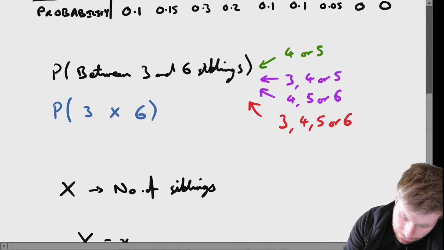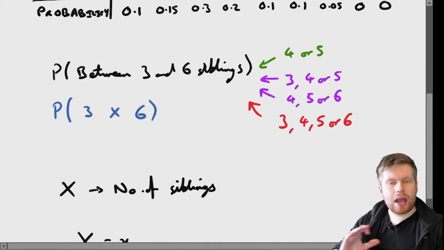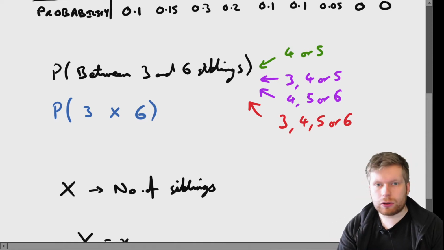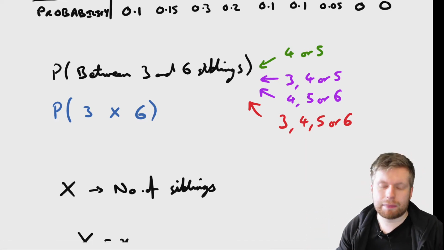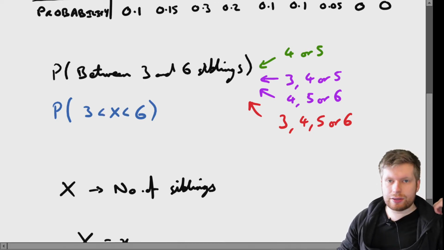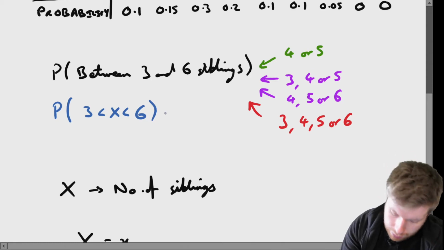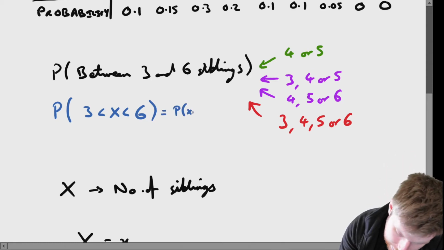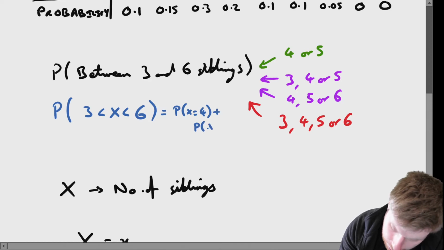So x has got to be between 3 and 6. Then it's up to me whether I want to include the 3 or include the 6 or just have it strictly less than. Okay, so I could, for example, do that, which would mean 3 and 6, but not including the 3 and 6. So that's going to be the probability that x equals 4 plus the probability that x equals 5.